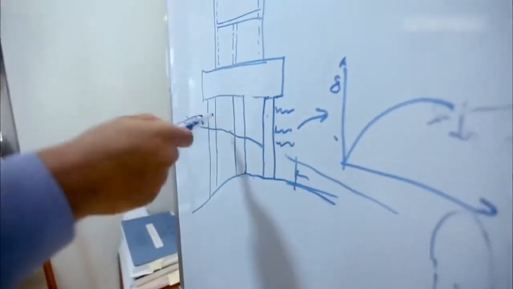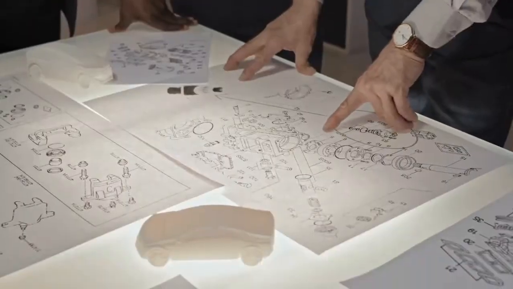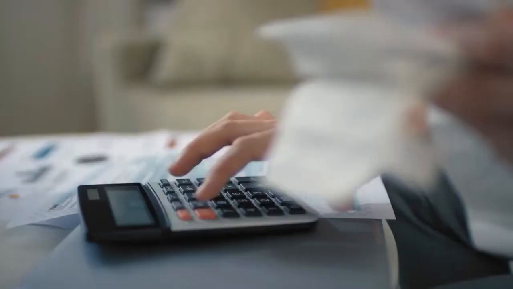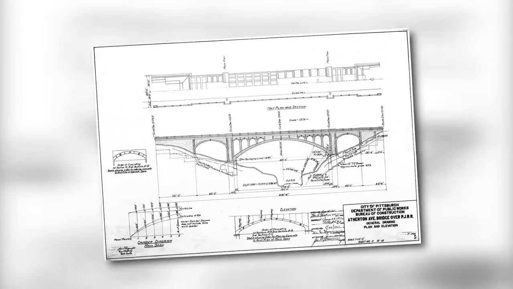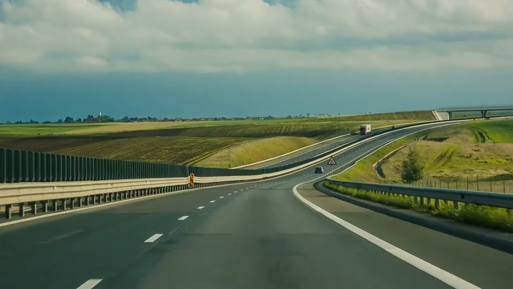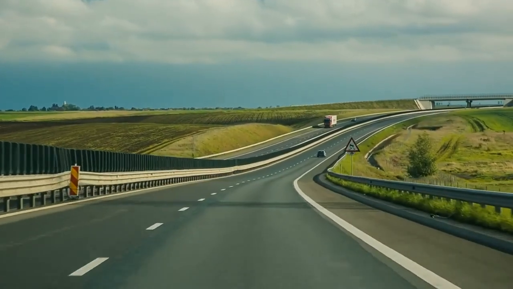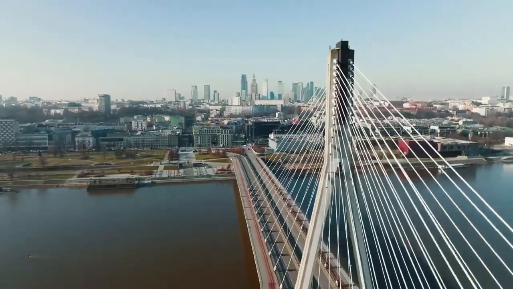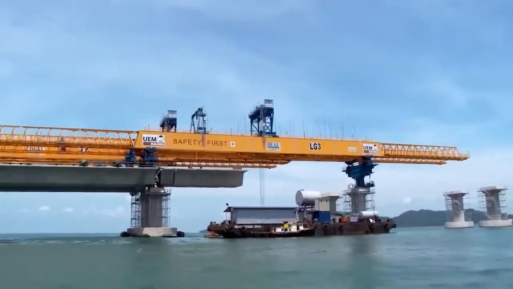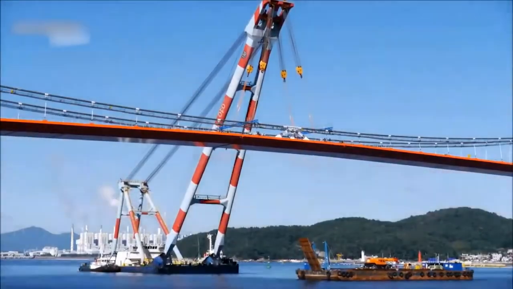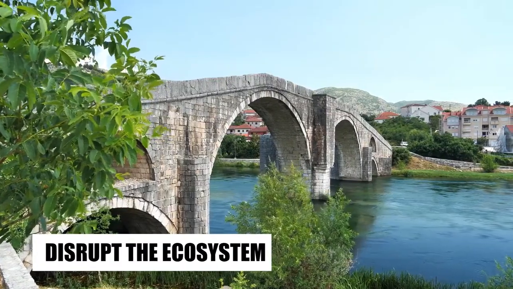This process can take months or even years, as designers work to optimize the bridge's design for safety, durability, and cost-effectiveness. In addition to the design of the bridge itself, designers must also consider the impact that the bridge will have on the surrounding environment. For example, a bridge that spans a river or other body of water may require environmental impact studies to ensure that the bridge will not harm local wildlife or disrupt the ecosystem.